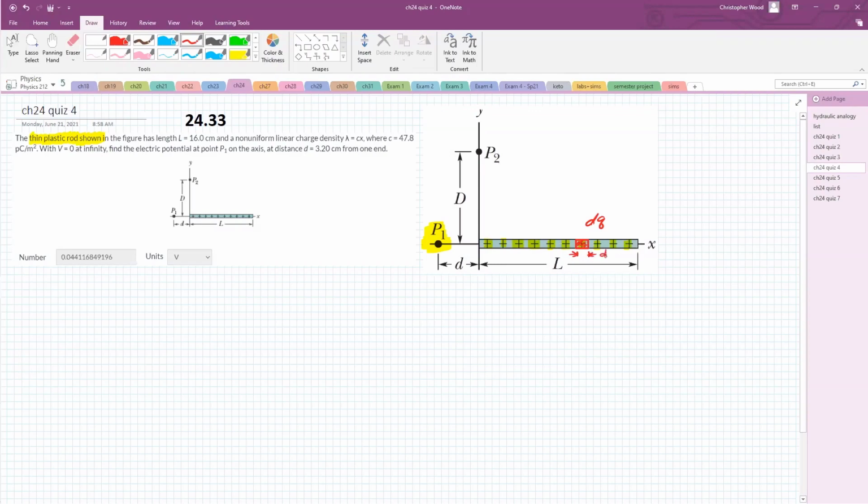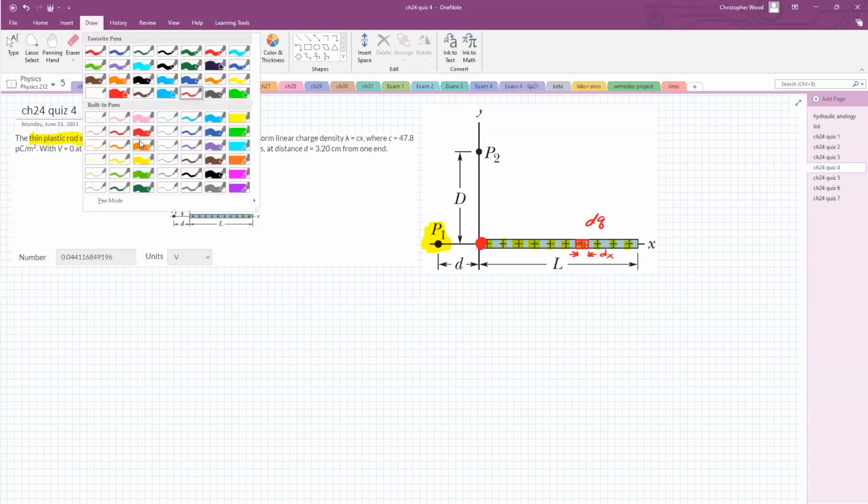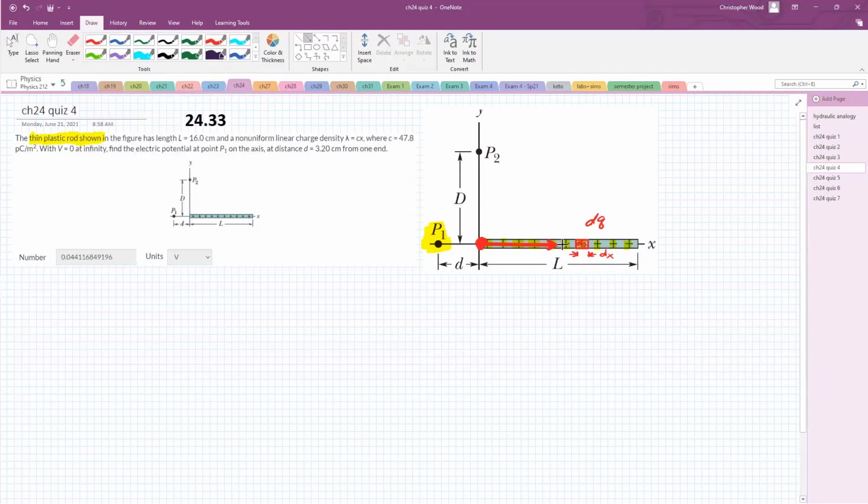It has a location. The location of dx is x and y. So here's the origin. There's the origin. Dx is located at a distance x from the origin. Right here. X.